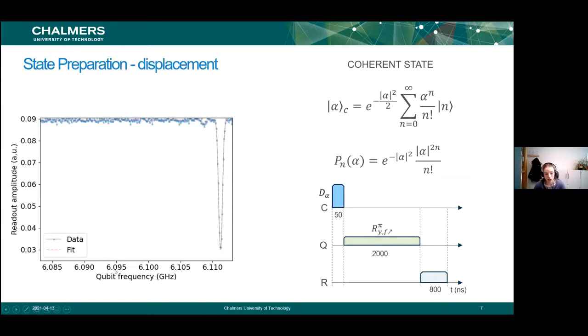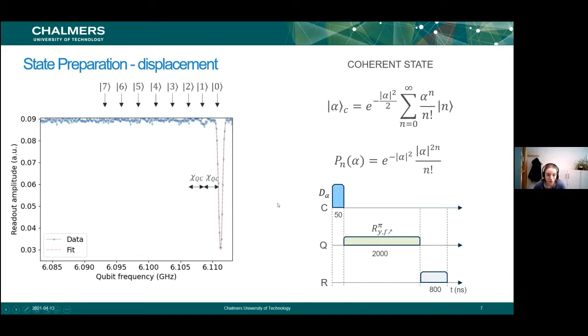And that's what you can see here on the x-axis. And then we probe which state the qubit is in. So we have this readout amplitude, and it's a bit upside down. So if the readout amplitude is high, it means that the qubit is in the ground state. And if it's low, it means that it is in the excited state. So this is the picture you would get if you don't drive, if you don't send this displacement pulse.